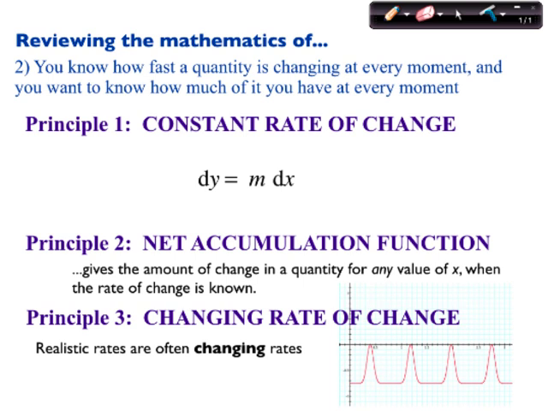Principle 3 was that realistic rates are often changing rates. We started by considering that the rate of change was constant, but often in life the rate of change is not constant, and this is where the problem becomes a lot more challenging. But we want to take advantage of what we know about constant rate of change in order to tackle a changing rate of change. So I think on your sheet you have principle 4.